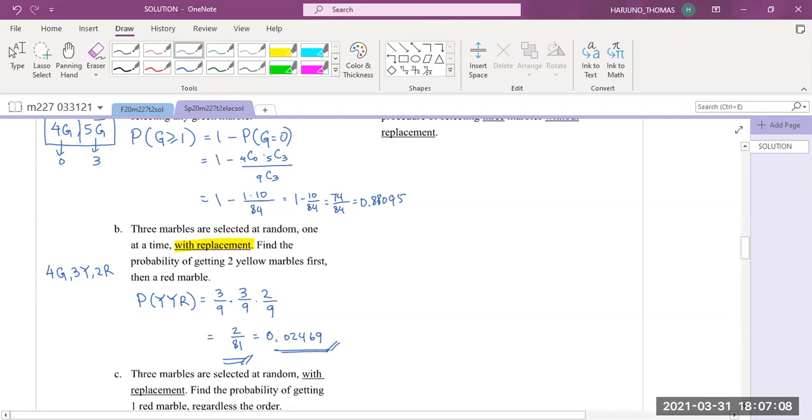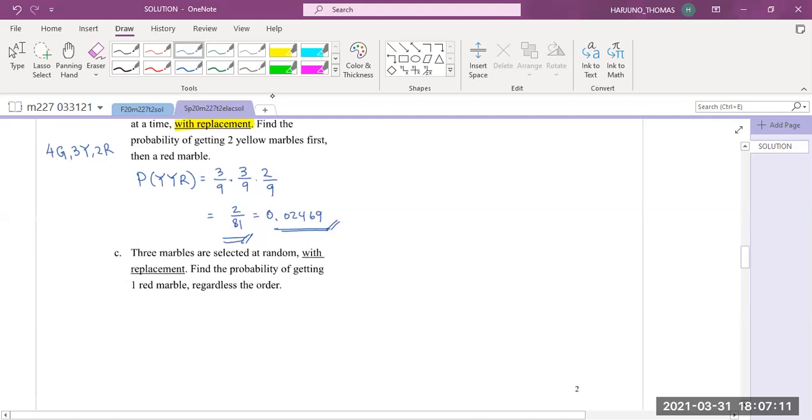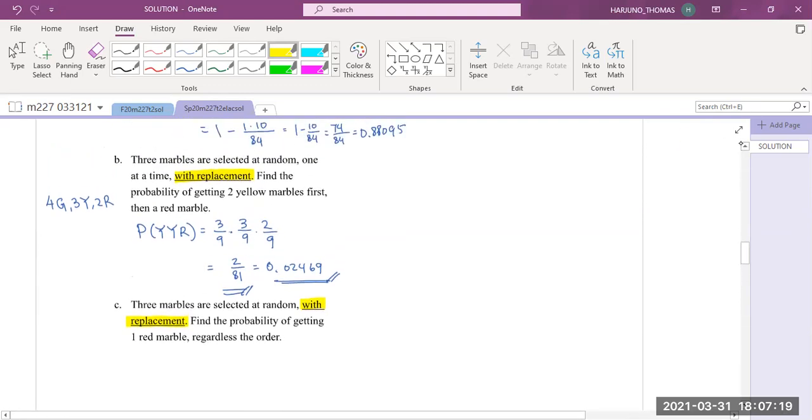Part C. 3 marbles are selected at random with replacement. Oh, part B, we cannot do it with binomial, because the order is important. Now, part C here, the question is you have 3 marbles with replacement. What is the probability of getting 1 red regardless of the order? So we have 2 red and 7 not red. And we do it with replacement, so it forms a binomial distribution.